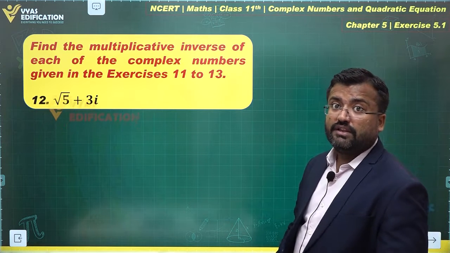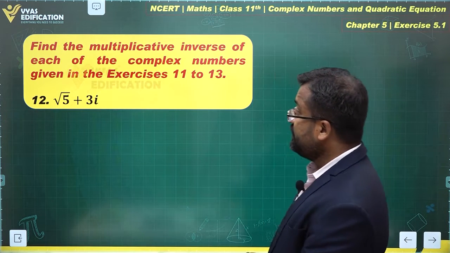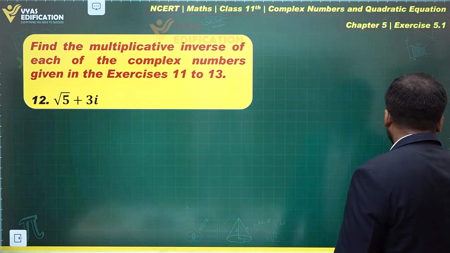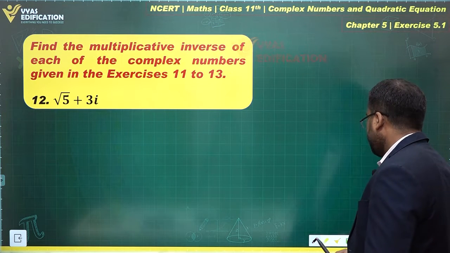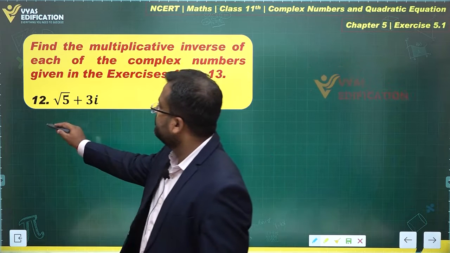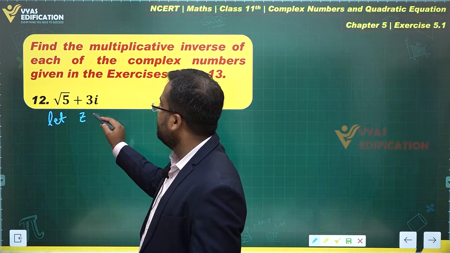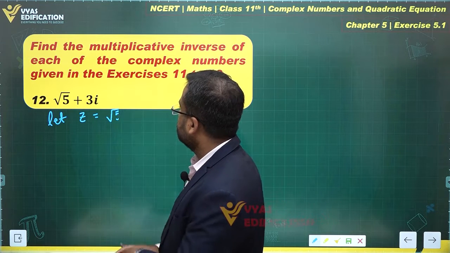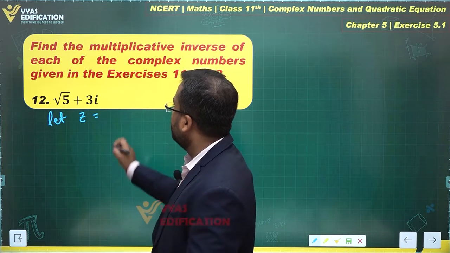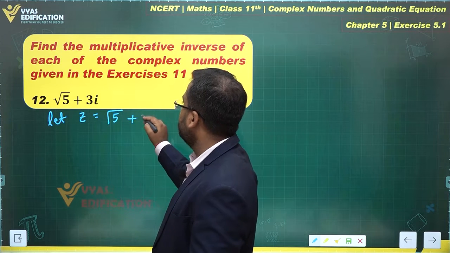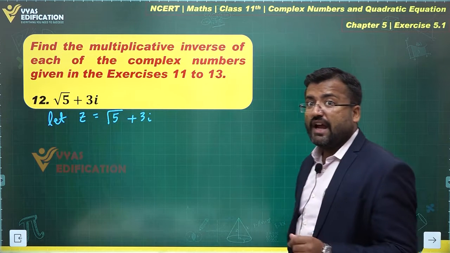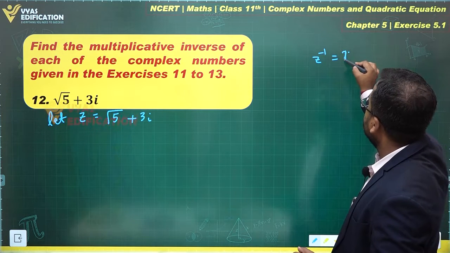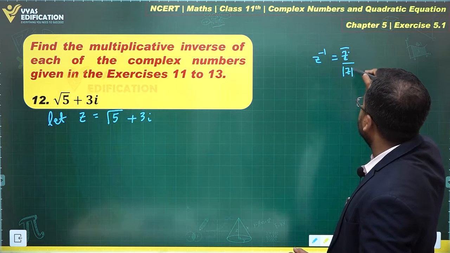Let's take a look at 12th. We are supposed to find the multiplicative inverse of this particular complex number. Let's begin once again with assuming this complex number to be z. Let z equal root 5 plus 3i, and we know that the multiplicative inverse is equal to z bar upon mod z square.